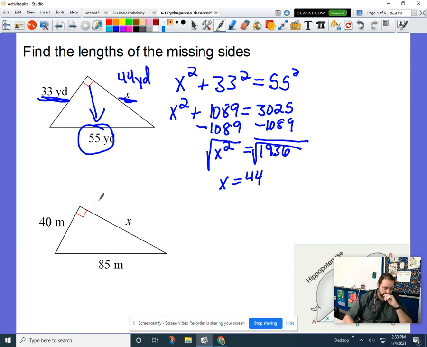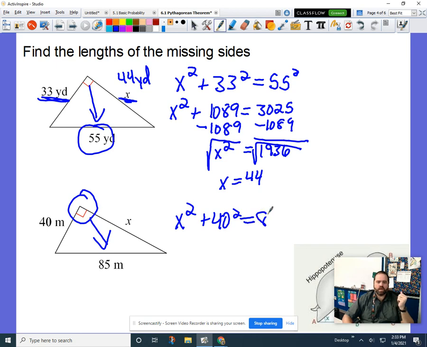So the second one is the same setup. Here's my right angle. So that's my C. X and 40 are my A and B. What I was saying earlier about always setting it up as the A is missing, what I meant by that is I always put the X first if I'm missing a leg, even though it might not technically be the A, since A and B are switchable. It's okay. So X squared, I know 40 squared is 1,600.